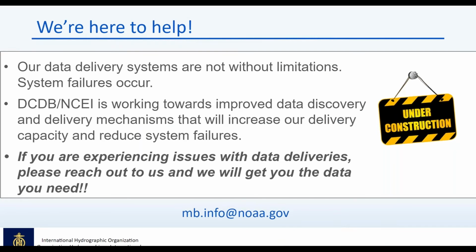All right, so hopefully you get the sense that there are many ways to find data at the DCDB. For those of you that are frequent visitors to our map viewers though, you've no doubt hit a few snags here and there. For example, maybe you never received that pickup email that I showed earlier. When and if you do experience any issues, please know that we're here to help. Our data delivery systems are not without limitations, and system failures do occur. We're working on improving our systems, but again, if you experience any issues with data deliveries, please reach out to us and we will get you the data you need.